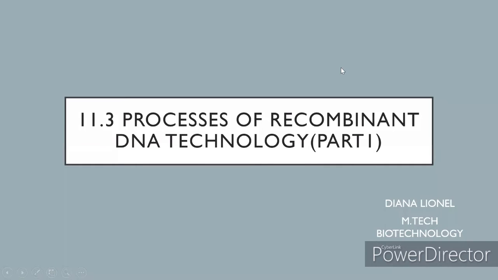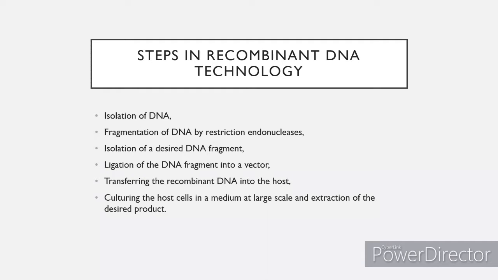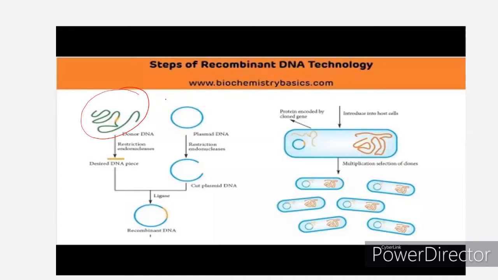Hello everyone. So I'm going to discuss 11.3, which is processes of recombinant DNA technology, part 1. What are the steps in recombinant DNA technology? So first is the isolation of DNA. So here we have the isolated DNA fragment. We have the green color part, which is the DNA segment, and the desired DNA is in the form of a yellow color.